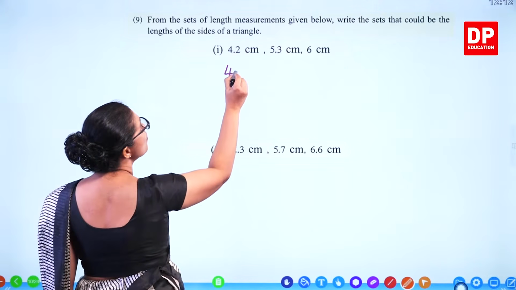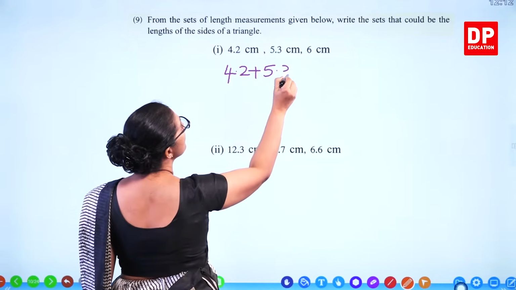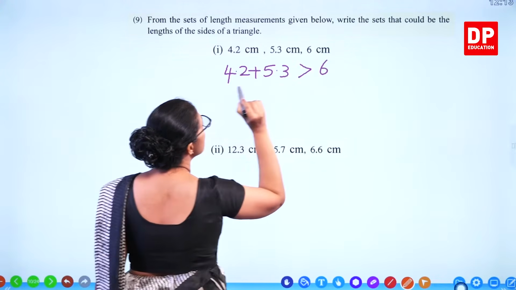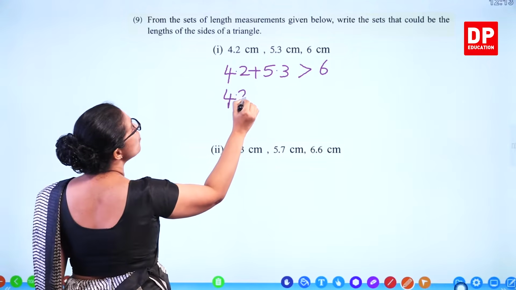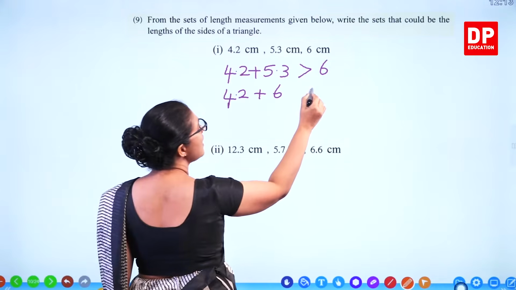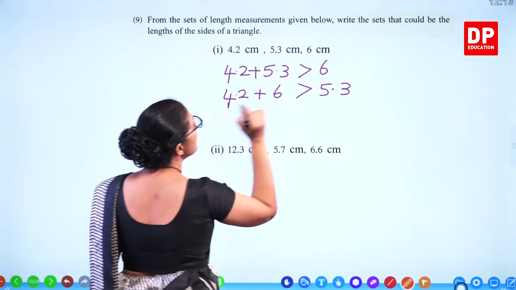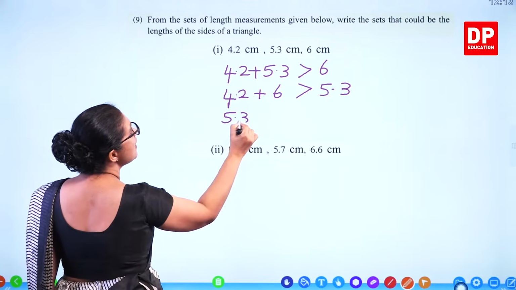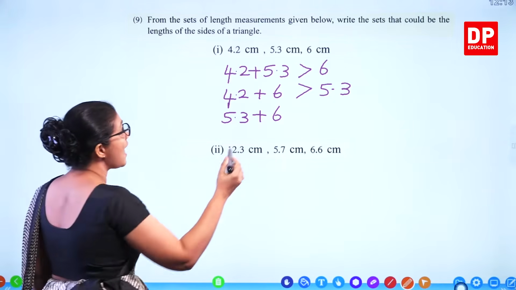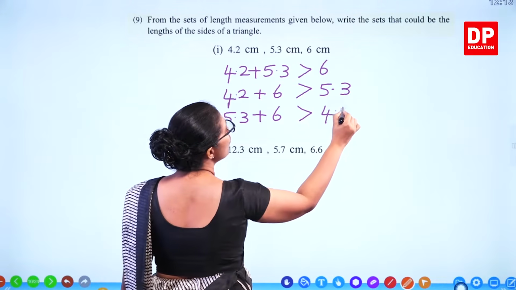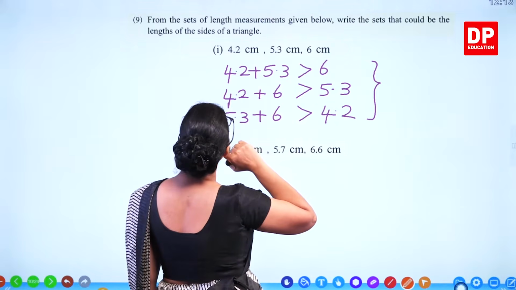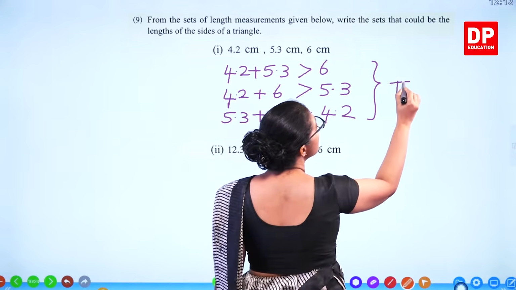4.2 and 5.3, when you add, that's 9 something, so that's greater than 6. 4.2 with 6, 6 plus 4 is 10, so that's greater than 5.3. Then 5.3 and 6, 6 plus 5 is 11, so that's greater than 4.2. So all satisfy, which means we can draw a triangle. So we can say this is a triangle.